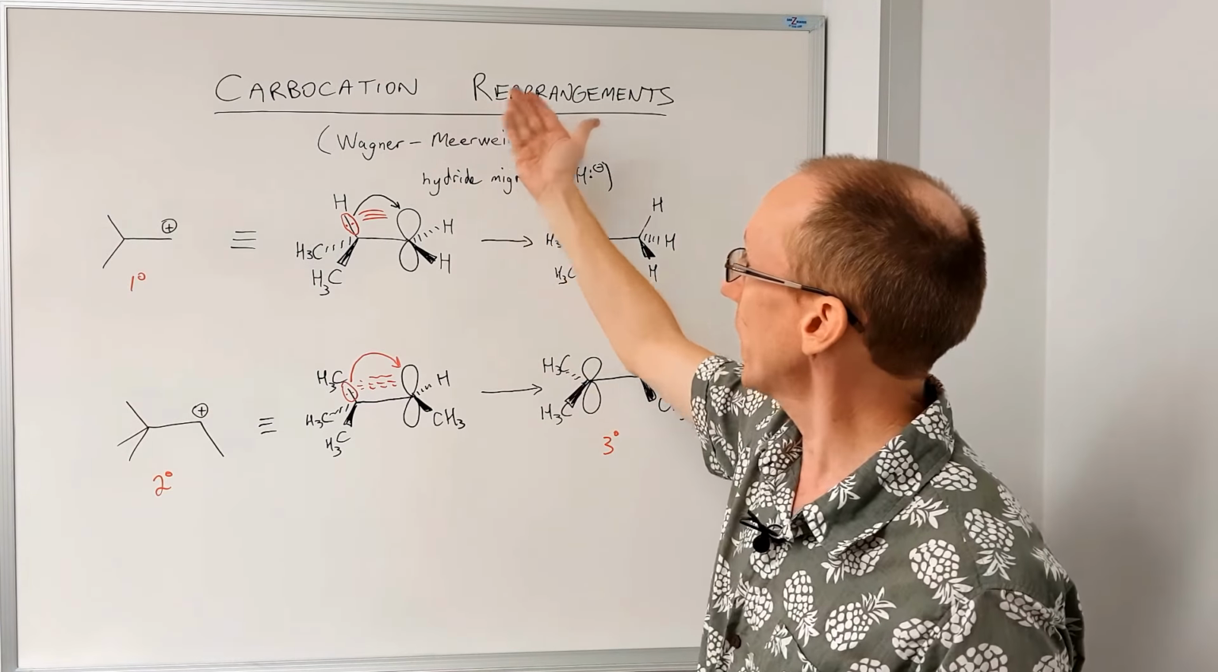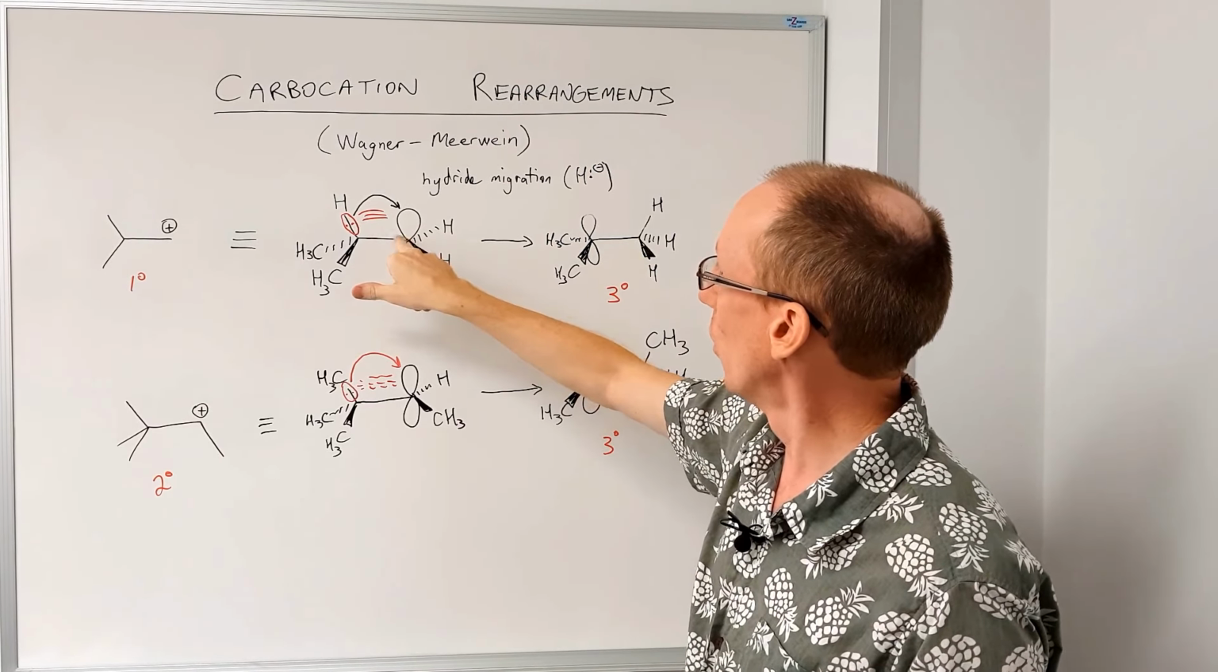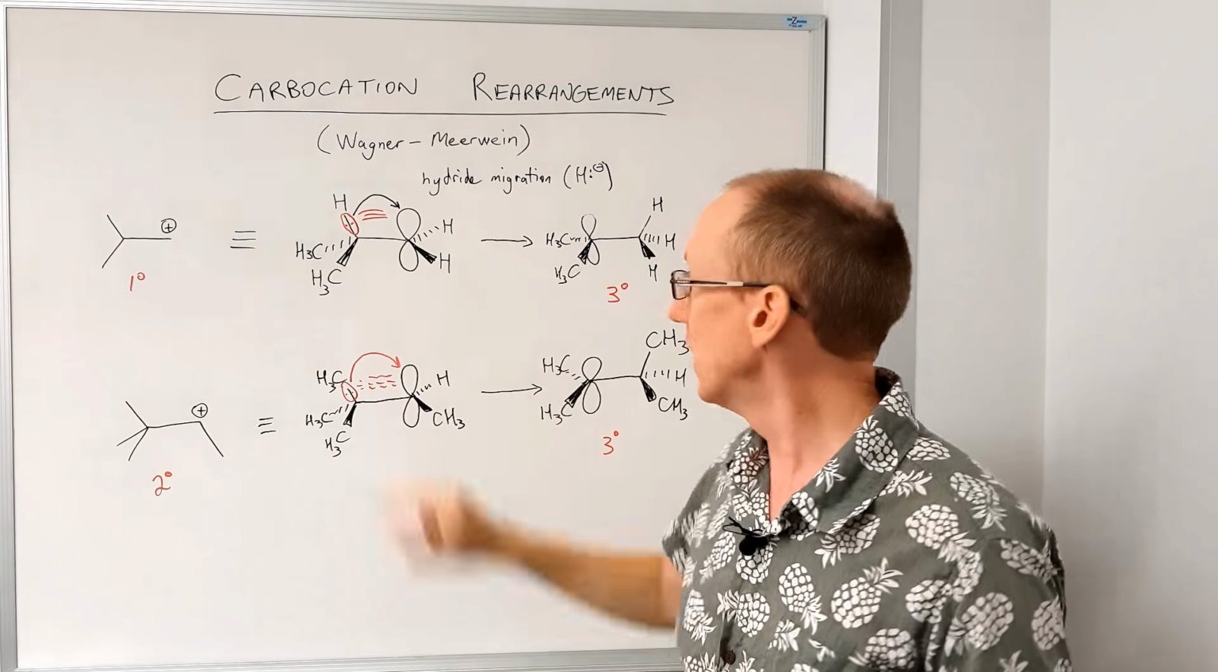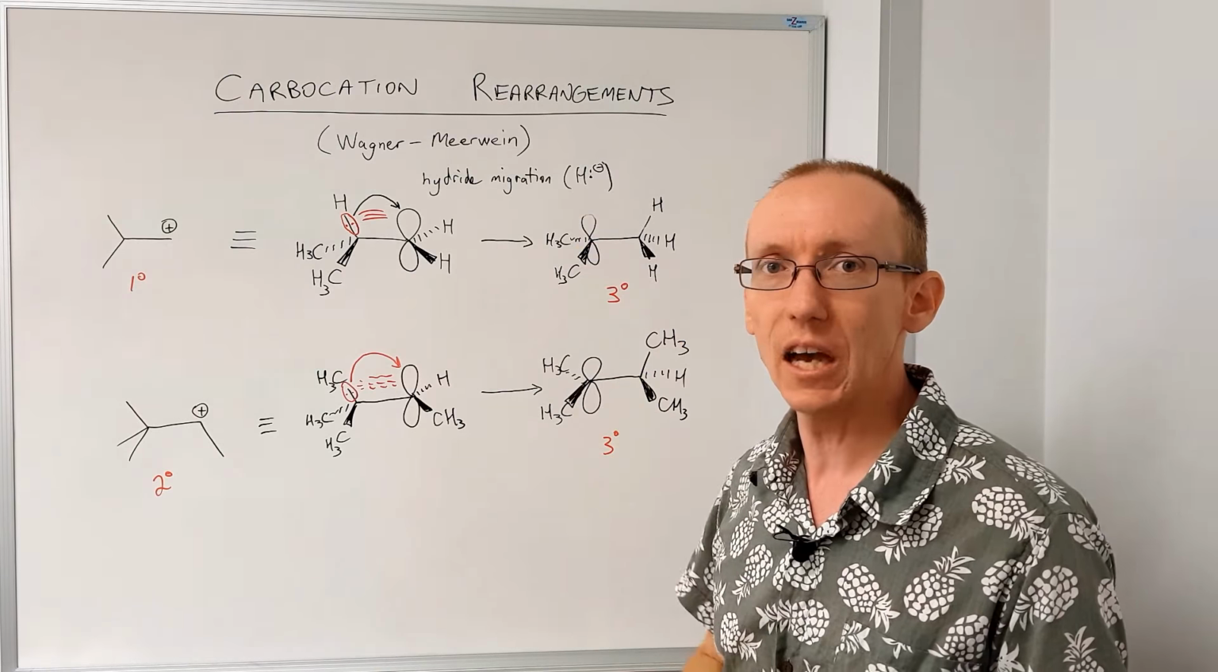Okay, so carbocation rearrangements, we look for groups that can migrate, that leave behind a more stable carbocation.